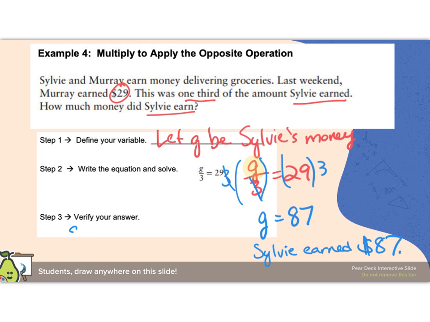And verifying my answer, I'm just going to plug it back in. So if I go 87 divided by 3 equals 29, let's just give this a try. 87 divided by 3, 3 goes into 8 2 times, and that's a leftover of 2, and 3 will go into 27 9 times. So that seems to check out. 29 equals 29. So that's good.